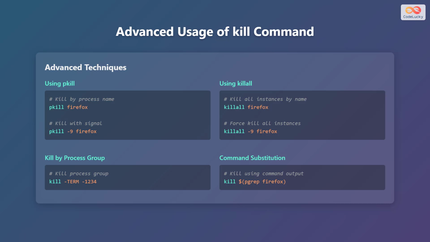The killall command kills all instances of a process by name. For example, killall firefox will kill all processes named Firefox. To force kill all instances, use killall -9 firefox. You can also kill processes by process group using SIGTERM, followed by a negative sign and the process group ID. Finally, you can use command substitution to kill processes. For example, kill $(pgrep firefox) will kill all processes named Firefox. This is similar to the kill command combined with pgrep, as discussed earlier.